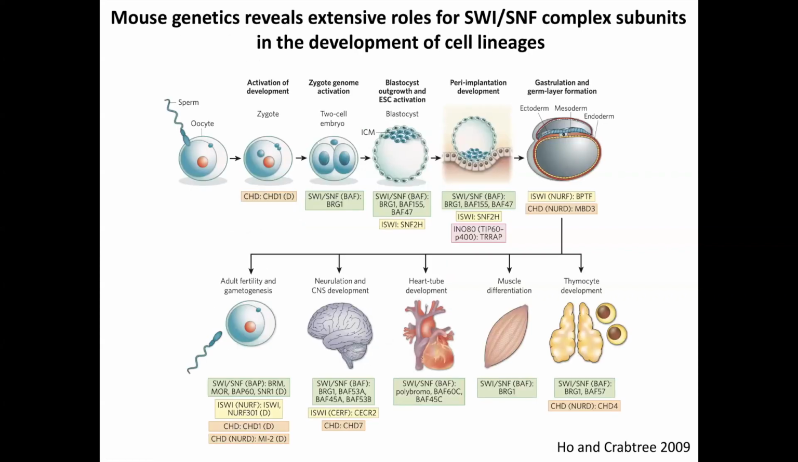And this was really elegantly shown in a number of mouse genetic studies in which it was shown that the subunits of the BAF complex are required at the very earliest stages of development, for example, for implantation of the blastocyst and the maintenance of embryonic stem cell pluripotency, as well as in the development of several different major organ systems, including the muscle, the heart, and the brain.